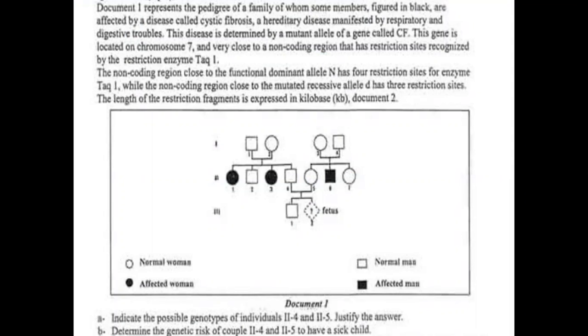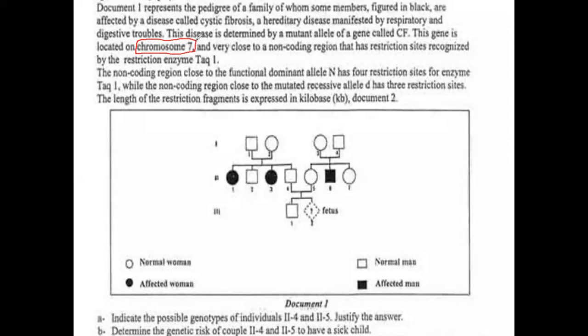It's a hereditary disease manifested by respiratory and digestive troubles. This disease is determined by a mutant allele of a gene called CF. This gene is located on chromosome number 7. So they said that the gene that causes the disease, if it's mutated, is found on chromosome number 7.